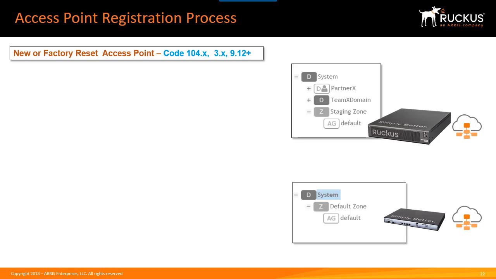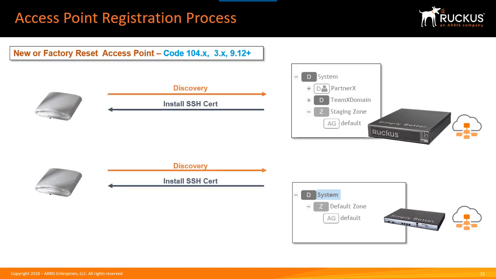In both cases, you're going to see a discovery. You're going to see the installation of the SSH certs on the AP from the controller. And then on the high-scale controller, you're going to see the AP in the default AP group in the staging zone, which is what we just showed you a moment ago. Now let's take a look over at the Essentials Edition and see what happens over there after the discovery process.